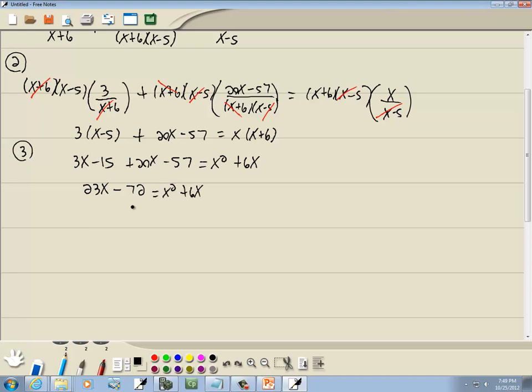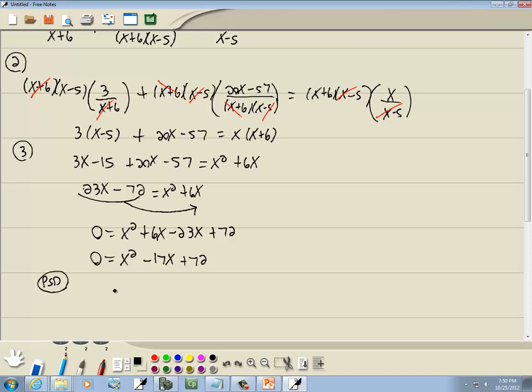Now since we have an x squared, we want to get everything over one side and 0 on the other, and then factor it. So I'll take the 23x minus 72 to the right side. Take anything across your equals, the sign changes. So my 23x becomes a negative 23x. My negative 72 becomes a positive 72. Combine together like terms. 6x minus 23x is negative 17x. Plus 72. This factors using the PSD method. Factors as x minus 8 times x minus 9.